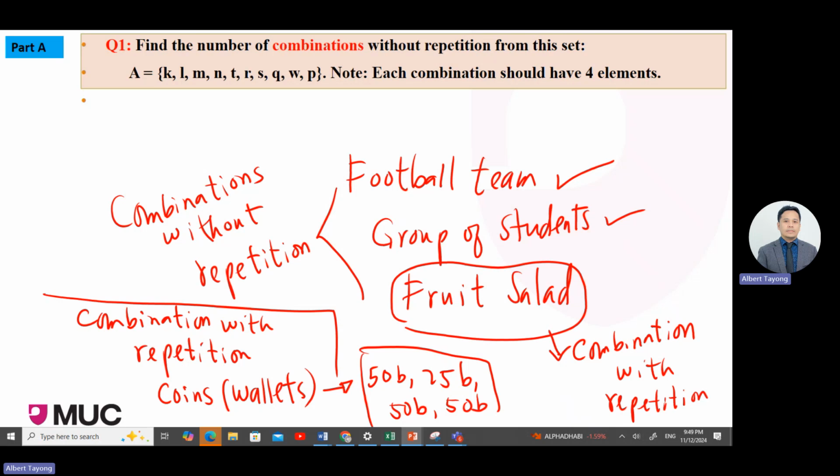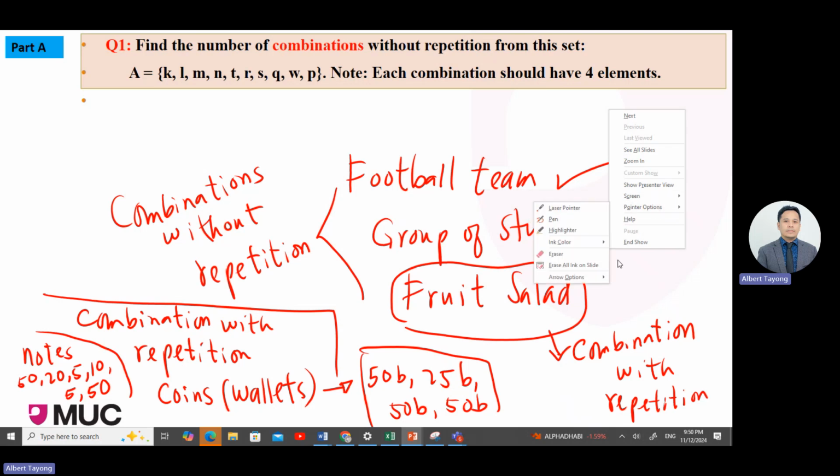So coins or notes in your wallet, it could be 50 reals, 20 reals, 5 reals, 10 reals, and 5 reals again, and 50 reals again. So the notes can be repeated, and we don't care about the order of the notes in the wallet. So these are combinations.